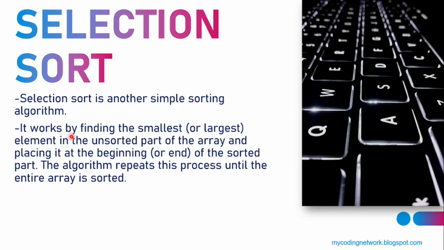In the bracket, you can see it's been written "largest" also, and you can do it both ways. Either you take the smallest element from the unsorted part, or you take the largest element from the unsorted part. In that scenario, you have to place it at the end if you are sorting in ascending order, right? The algorithm repeats this process until the entire array is sorted. Let's move on to the next slide.